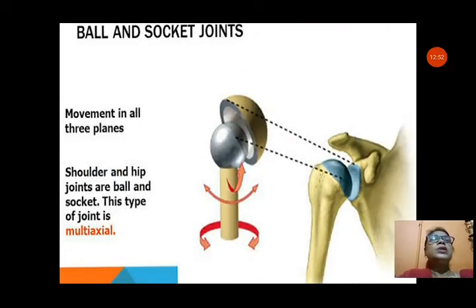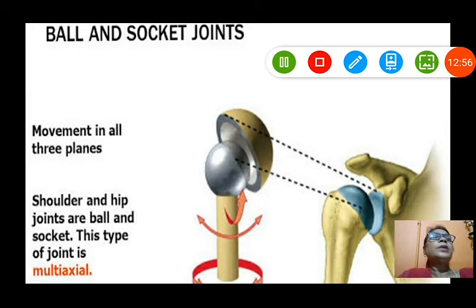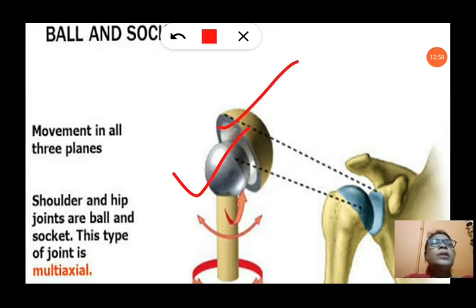You can see the picture given here. It allows movement in all three planes because it has a ball like structure and a socket like structure that fit together. Shoulder and hip joints are ball and socket joints. This type of joint is multi-axial, that means it can move in all three planes.